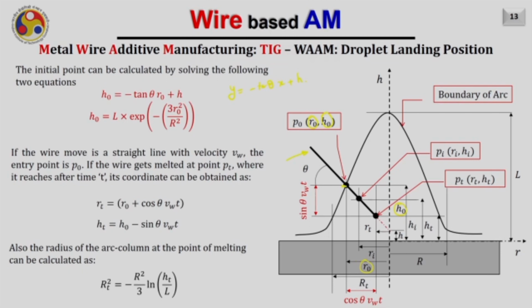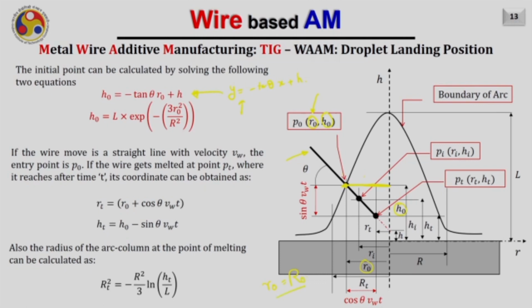Now if this is R naught and H naught, I can put it into this equation, and as a result I will have H naught equals minus tan theta R naught plus H. Also at this location I want to find out the radius of the arc, and it is the same as R naught itself. This is because this is the entry point, and they are both the same on the outer boundary of the arc as well as the point on the wire, right? They are common here. The rest of the points on the wire may not be on the boundary of the arc, but this point is on the boundary of the arc. That is why the small r naught is equal to capital R naught.